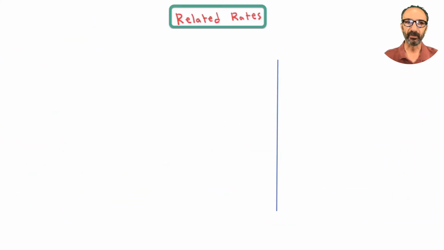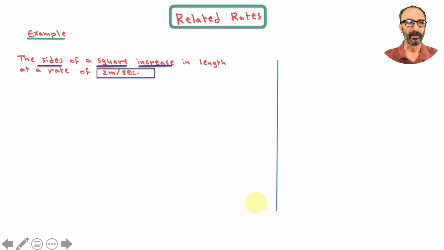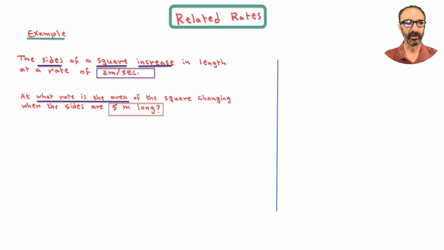Today we're going to talk about related rates, and the best way to understand this topic is through enough practice of examples. Here we go. I have a simple example to start. The sides of a square increase in length at a rate of 2 meters per second. At what rate is the area of the square changing when the sides are 5 meters long?